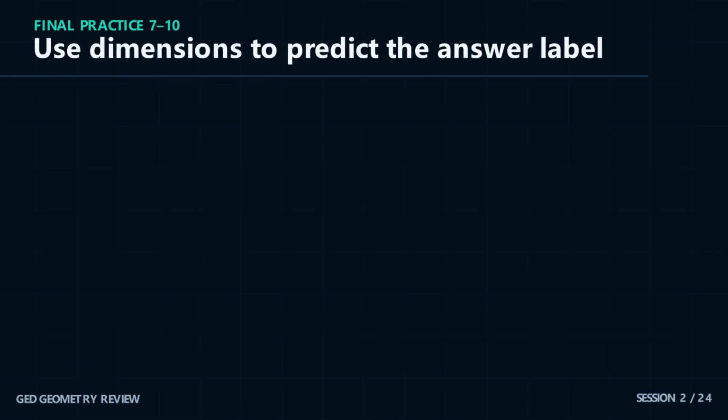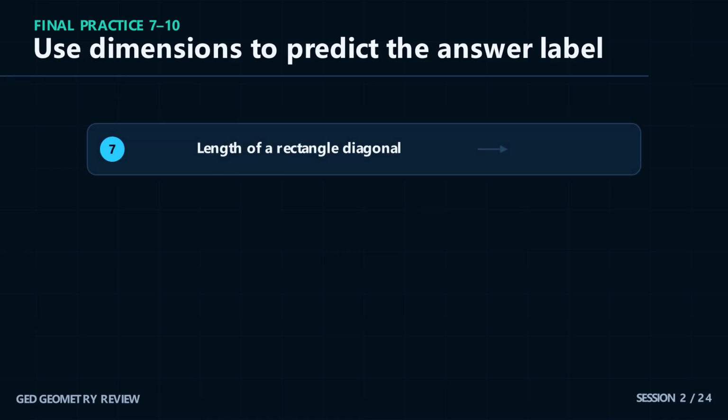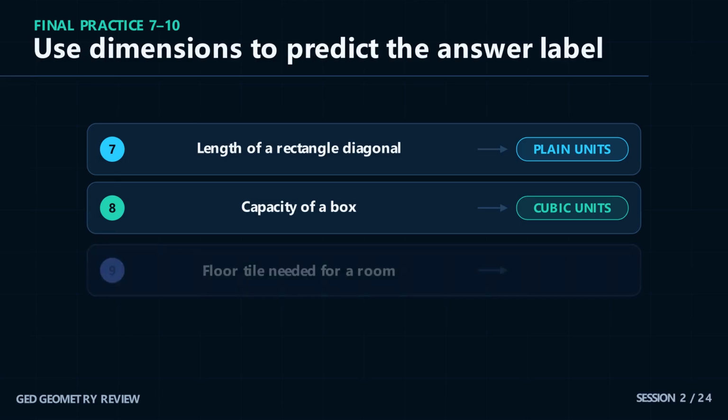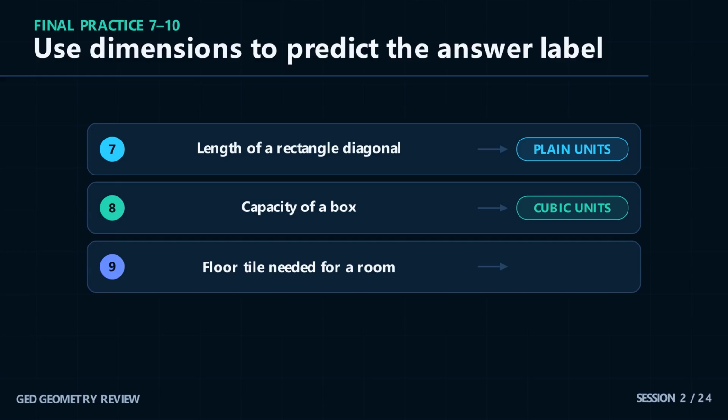Final practice round. A rectangle diagonal is a line segment, so its length uses plane units. The capacity of a box is volume, so it uses cubic units. Floor tile covers a surface, so it uses square units. Now the exception. Slope. Slope is rise divided by run. If both use feet, feet divided by feet cancel. The answer is a unitless ratio.